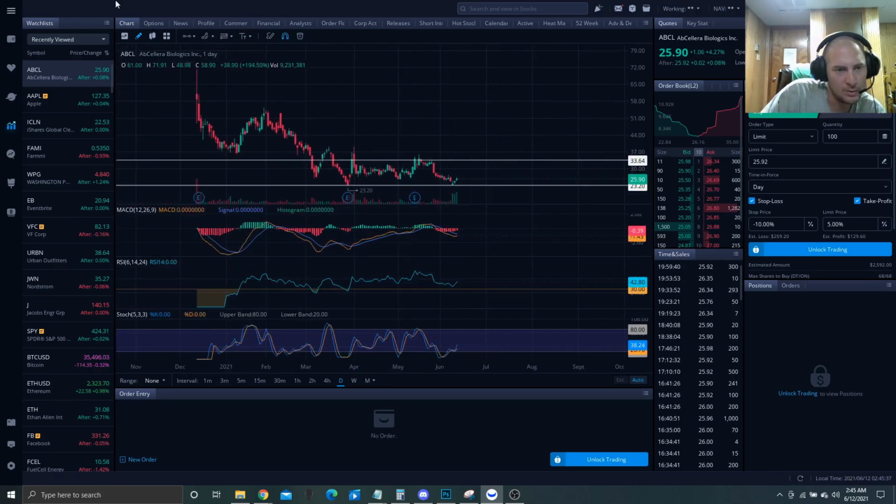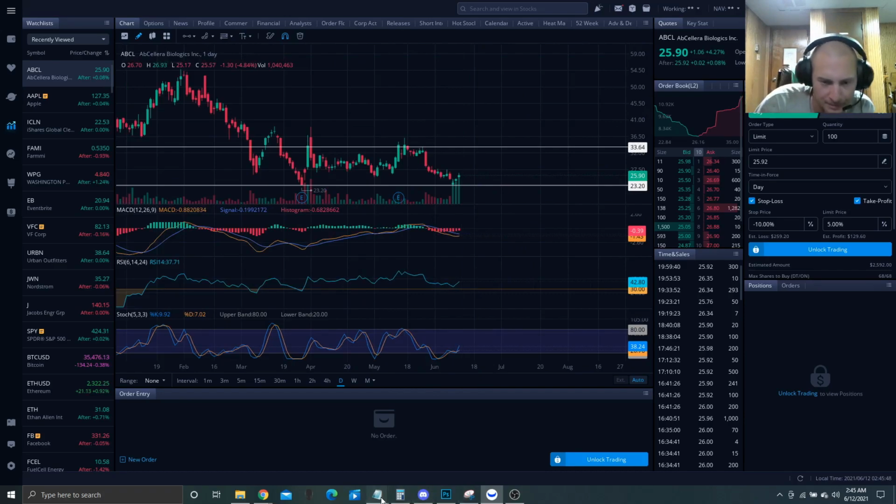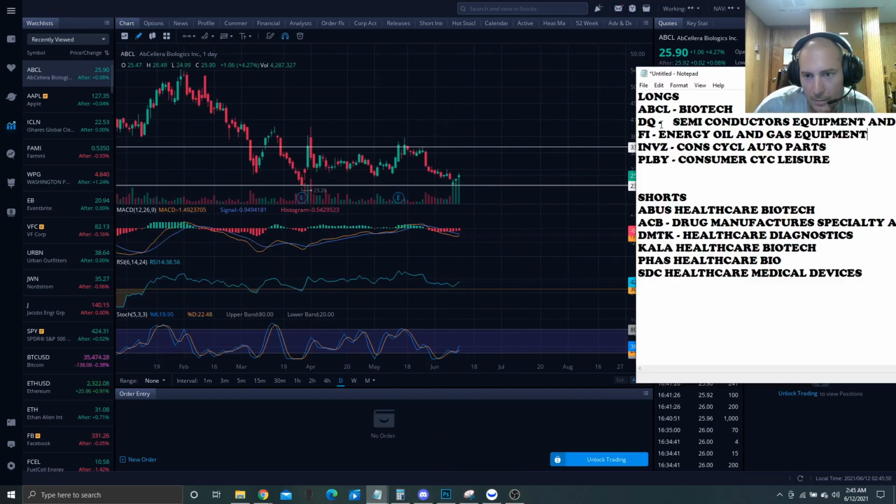Our indicators do look like they're showing some momentum. If you notice here, the MACD's up, the RSI is moving up, and the stochastic is relatively flat, but it does look like recently it is moving up. So let's keep that on there. And then DQ.